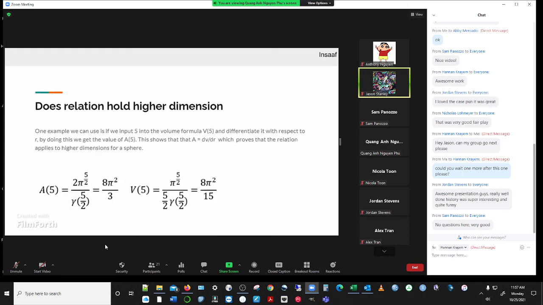In the next example, we use d equals 5 and substitute it into these formulas. Looking at the right-hand side first, we see the volume formula where we get 8 pi squared divided by 15. And for the surface area, we get 8 pi squared divided by 3. If you consider these two carefully, we can clearly tell that if we differentiate the value on the right, if r was to the power of 5, we get the same value for A. This shows that A equals dV over dr, which proves that the relation applies to high dimensions for a sphere.